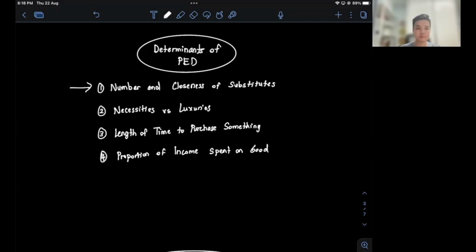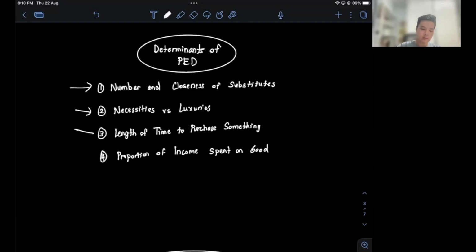The second determinant of PED is a necessity versus a luxury. So, for example, rice versus caviar. Necessities usually have inelastic demand, and luxuries have elastic demand. For example, necessities such as electricity is usually price inelastic. You still need electricity, even if your price increases. But luxuries like a car, I would say, have a more price elastic demand. You can choose not to buy a car if the prices are too high.